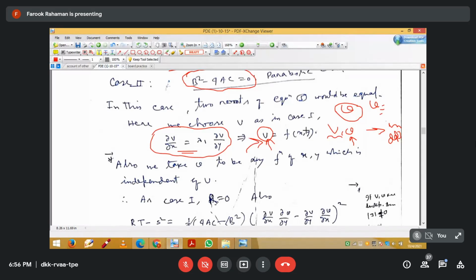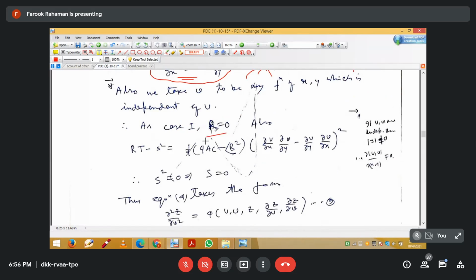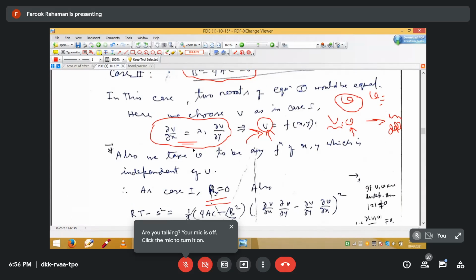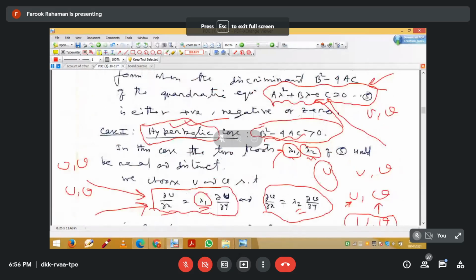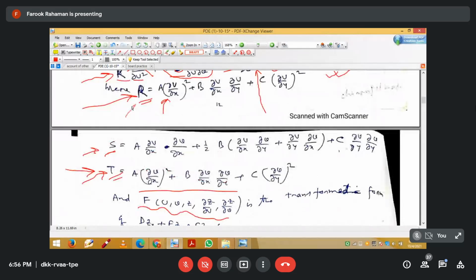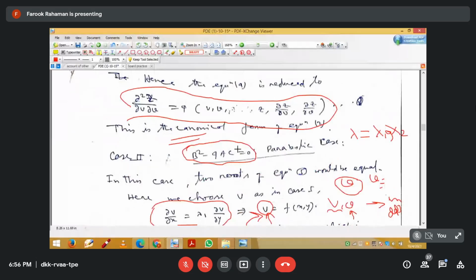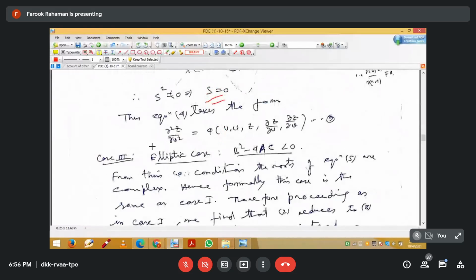This is the criterion. If you use this, one can easily say that r equal to 0 and s equal to 0. In the parabolic form, r equal to 0 and s equal to 0, so only the remaining term is t. The final canonical form takes this form, because all other second order terms vanish.